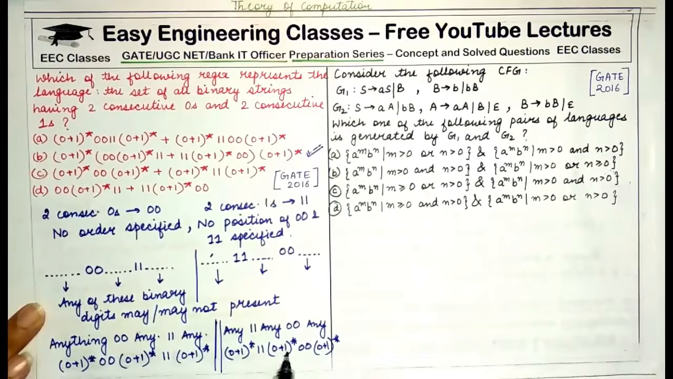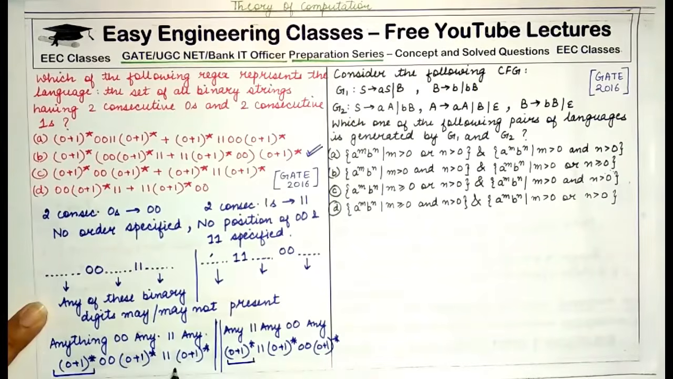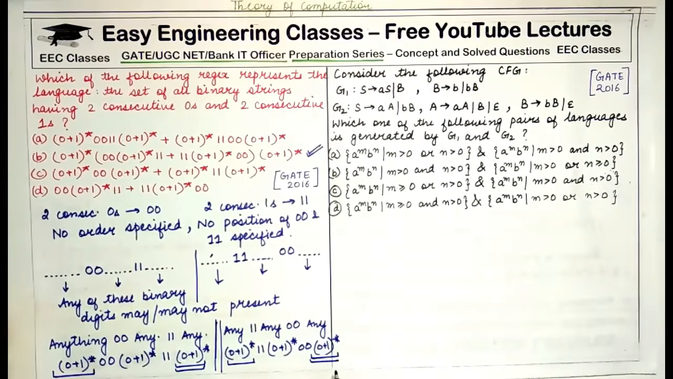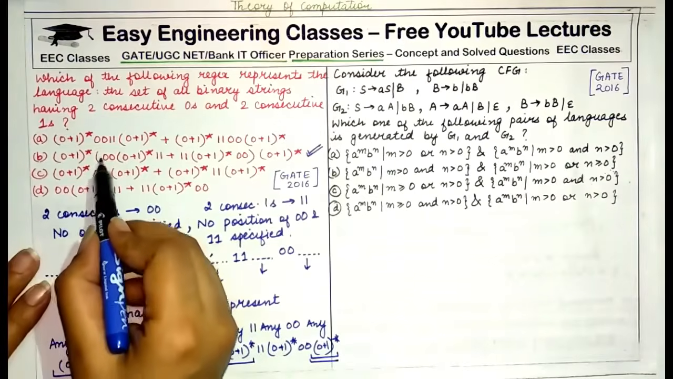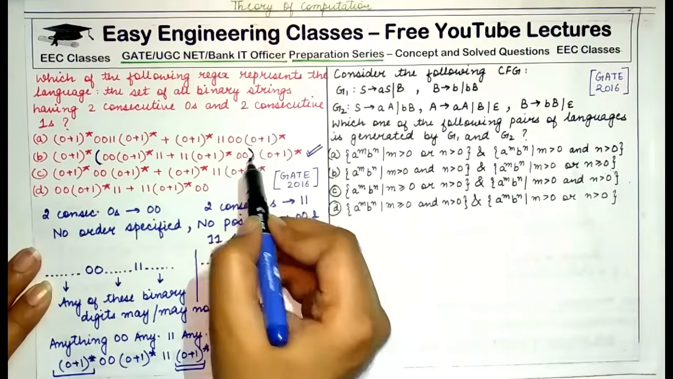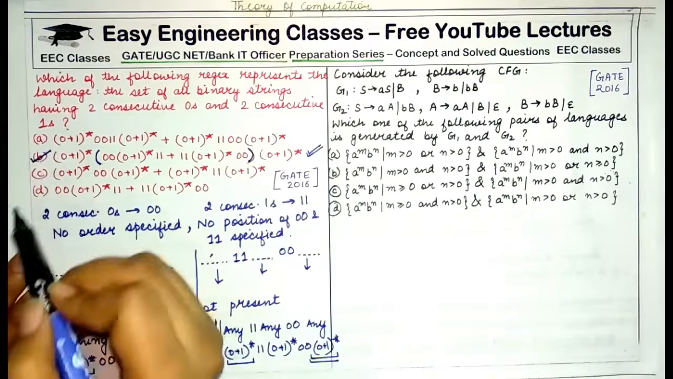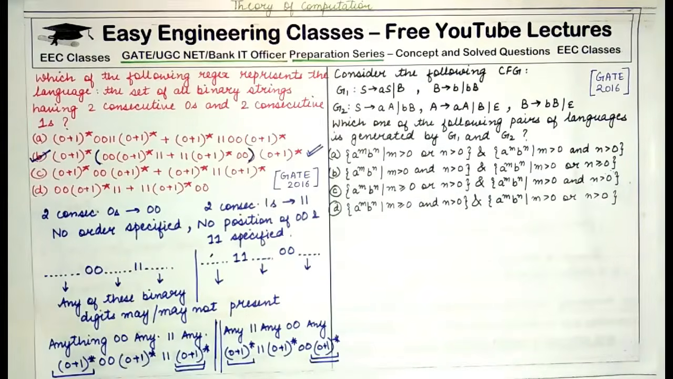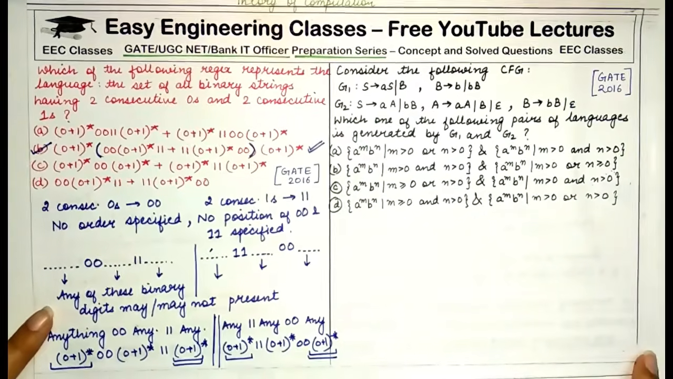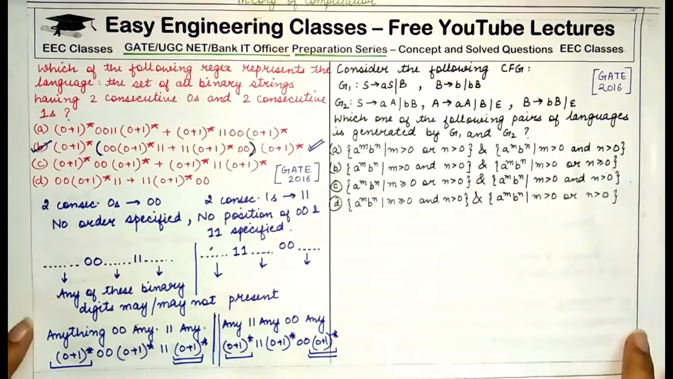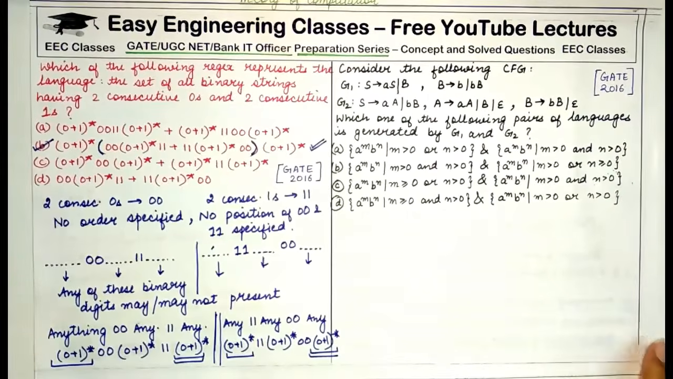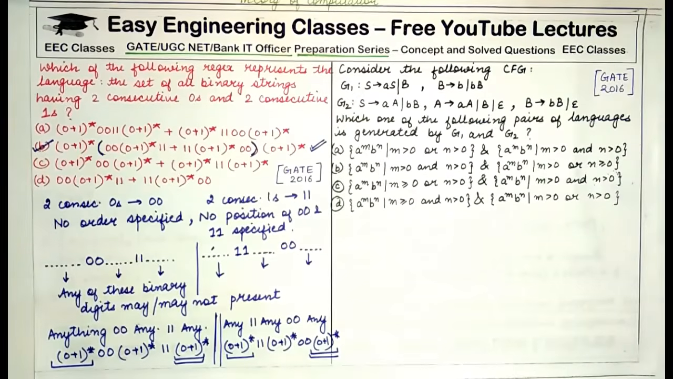In both these expressions, the two common parts are the beginning and the end. So if you take these two expressions common, you will be left with this remaining part, and that will be forming your answer B. So this is the expression that will form the set of all binary strings that have 2 consecutive zeros and 2 consecutive ones. No other condition is specified, so you do not have to worry about any other condition.